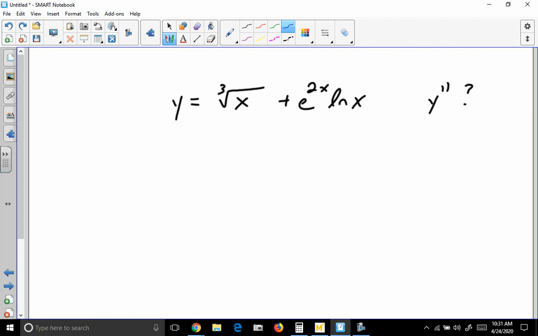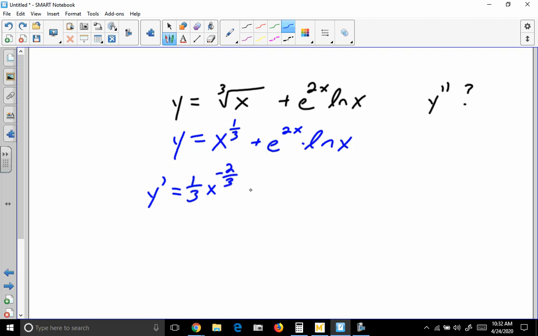All right, this one we want to find the second derivative. So since we have a radical, let's begin by rewriting that as x to the 1/3. So to get a second derivative, we have to have the first derivative. So the first derivative, to take the derivative here, we bring our exponent down. 1 less power, so if we subtract 1, we would get negative 2/3. And then to take the derivative here, that's the product rule. So the derivative of e to the 2x is e to the 2x times the derivative of 2x. The derivative of 2x is 2.